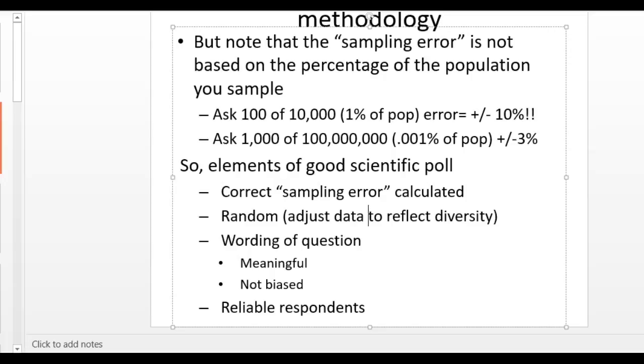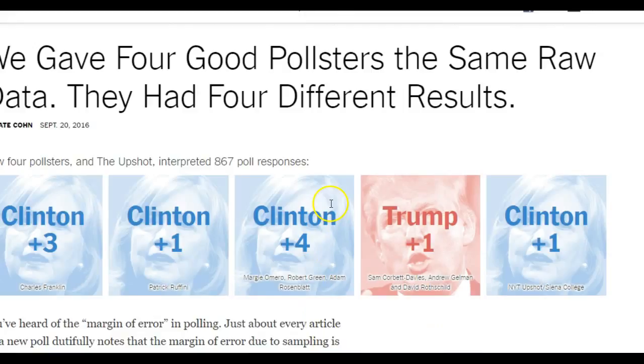This is a tough thing to do, delivering randomness like this, but pollsters, good pollsters I should say, spend an awful lot of time trying to make sure that they do that. Let me just show you very quickly a story that I came across recently about some polling information that the New York Times collected. They went out and surveyed 867 people about who they were going to vote for president. And then they took that raw data, who they asked, what their income was, what their race was, gender, part of the country, all this kind of stuff.